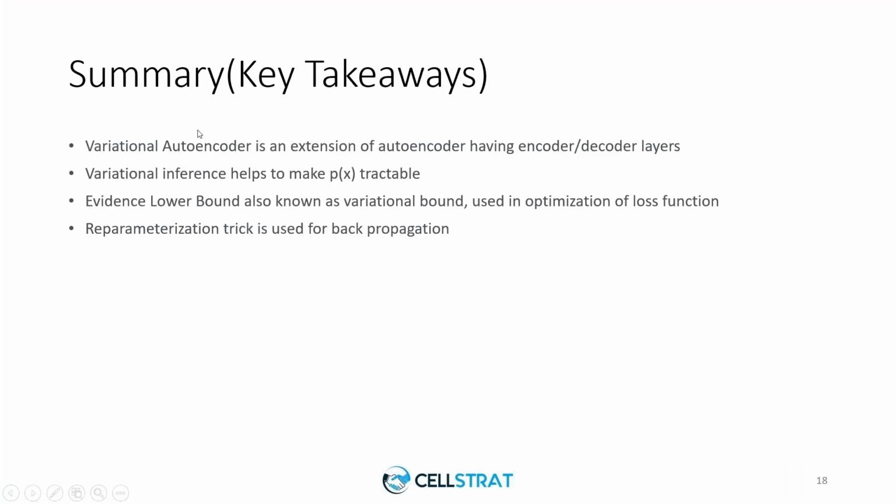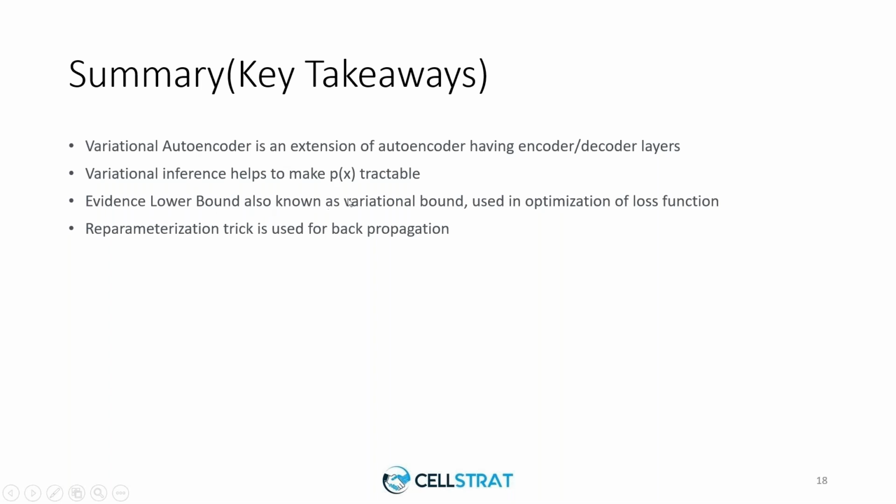These are the summary or key takeaways. Variational autoencoders are an extension of autoencoders, having encoder and decoder layers. The only difference is that there's a probabilistic spin, where the encoder and decoder have a probability distribution. Variational inference helps to make P of x tractable. In the case where P of x has multiple dimensions, we have to calculate multiple integrals with respect to all the latent features in the latent space. That's why it becomes intractable.